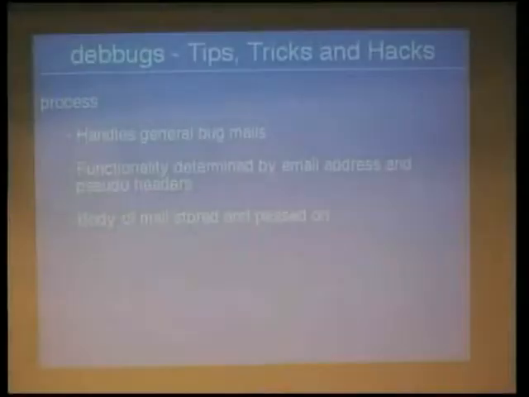Process does the general bug mails. It's the one that handles the package pseudo header sort of file a bug report to submit. It handles the done mail. It handles the quiet, maint only, all that crap. The functionality is determined by the email address. The email address is coded into the file name that's put into the spool directory. That's pretty much it. The idea is that it stores the body of the mail, maybe opens a new bug, maybe closes it, whatever else, but it's all determined by the email address and maybe the pseudo headers. And that's about it. That's what process does.